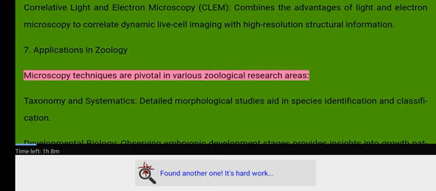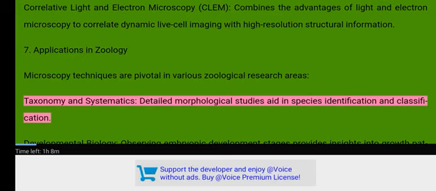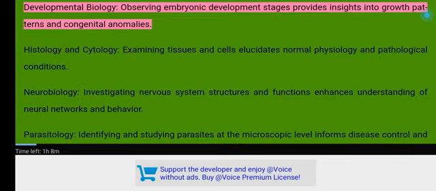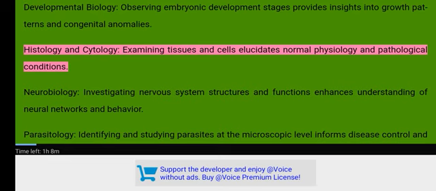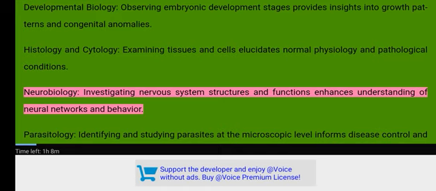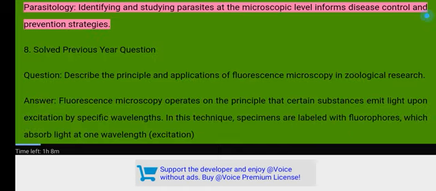Microscopy techniques are pivotal in various zoological research areas. Taxonomy and systematics. Detailed morphological studies aid in species identification and classification. Developmental biology. Observing embryonic development stages provides insights into growth patterns and congenital anomalies. Histology and cytology. Examining tissues and cells elucidates normal physiology and pathological conditions. Neurobiology. Investigating nervous system structures and functions enhances understanding of neural networks and behavior. Parasitology. Identifying and studying parasites at the microscopic level informs disease control and prevention strategies.